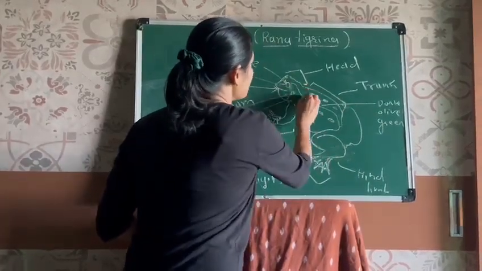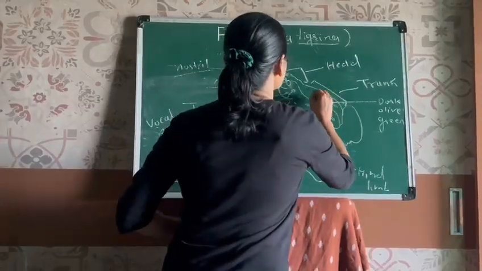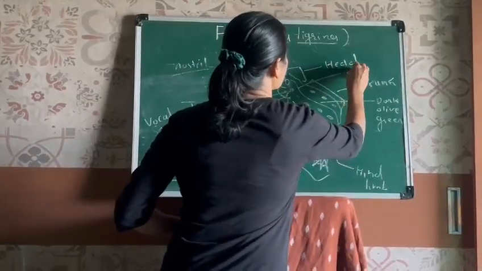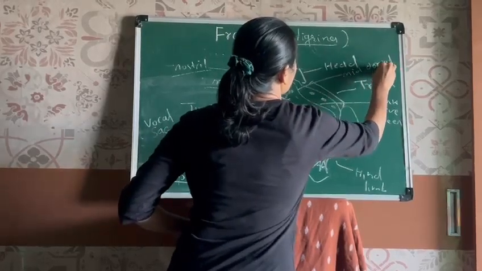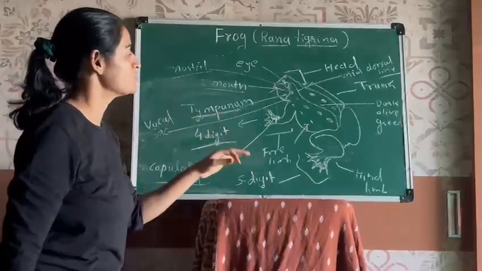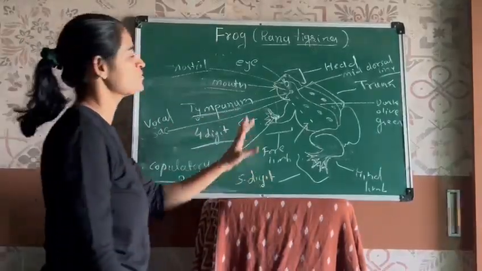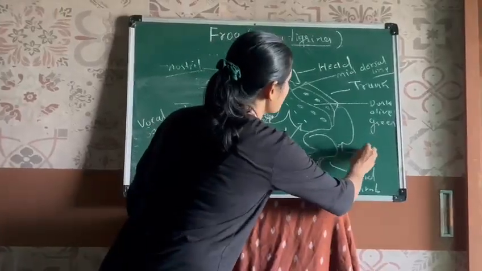Okay, this line passes through the mid dorsal part of the body. It is called the mid dorsal line. Okay, I have a very small writing board, so it becomes a bit difficult to write. But it is okay.